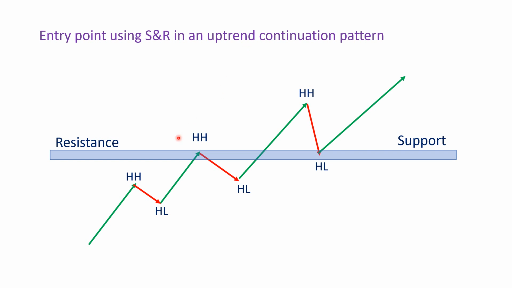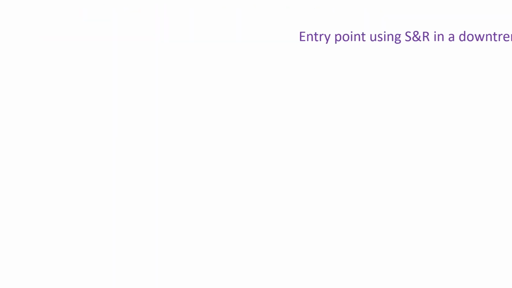We are looking for a previous resistance that is broken to become support, and this is how we use support and resistance in the trend continuation model for entry point. This is a good place to enter the market, and this is where we find a trading opportunity.